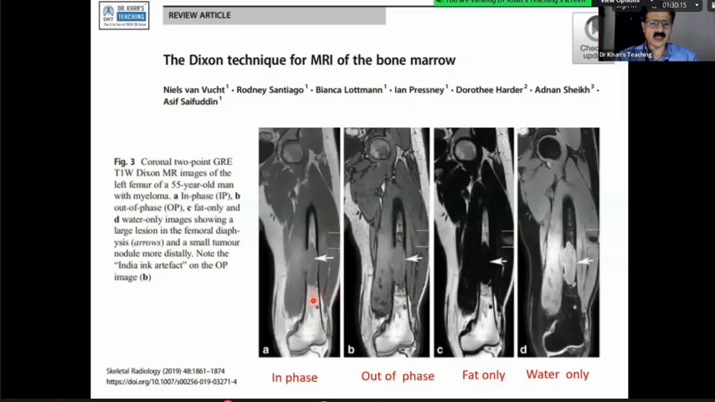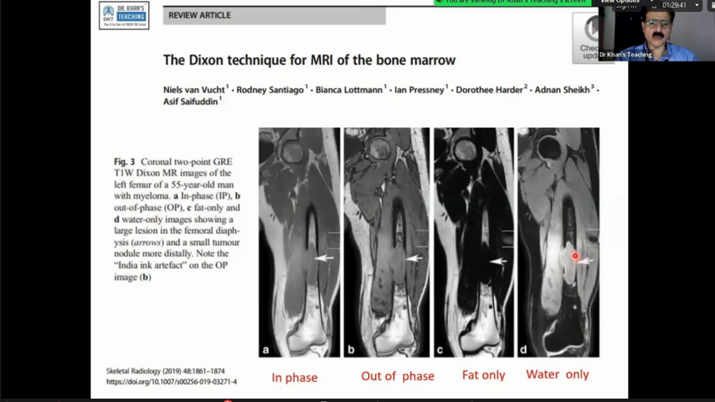This is an in phase. This is an out of phase, just like in phase and out of phase of a liver or adrenal. And you can see the India ink artifact. Look at this muscle and you will see the India ink artifact in phase, opposed phase. Then the third image is fat only. Only fatty things show signal. And then is water only. So the fat is totally suppressed, and anything which has got water will be seen.